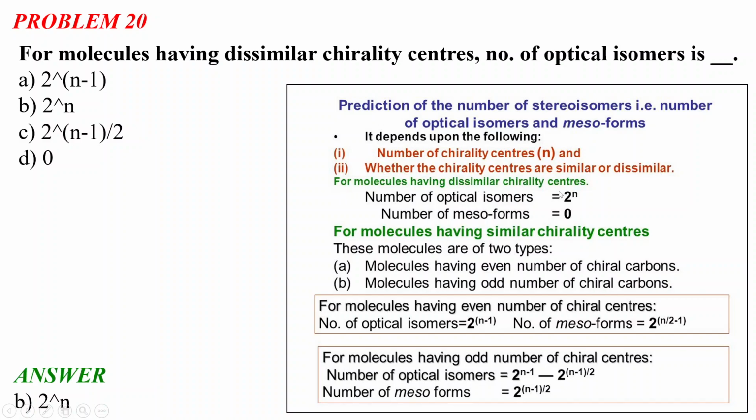For a molecule having dissimilar chirality centers, the number of optical isomers is 2^n and the number of mesoforms is 0. For molecules having similar chirality centers, these molecules are of two types: molecules having an even number of chiral carbons and molecules having an odd number of chiral carbons. For molecules having an even number of chiral centers, optical isomers will be 2^(n-1) and mesocompounds will be 2^(n/2-1). For compounds having an odd number of chiral centers, the number of optical isomers is 2^(n-1) minus 2^((n-1)/2), and the number of mesoforms is 2^((n-1)/2).